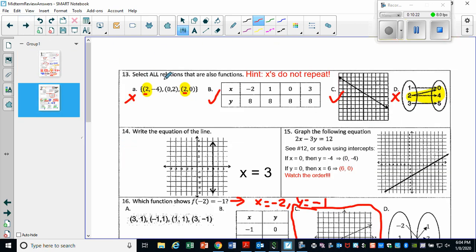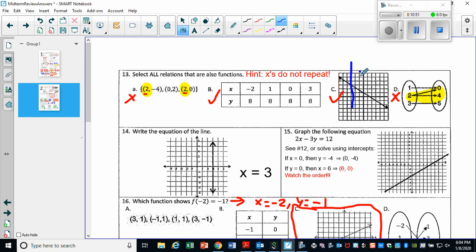13. Relations that are functions. Your key: x's do not repeat. That's why 13a doesn't work. Your x repeated. B works. Your x's do not repeat. Well, the y's repeated, that's fine. But as long as your x's are unique, no two x's are alike, you're good. C also works because of the vertical line test.